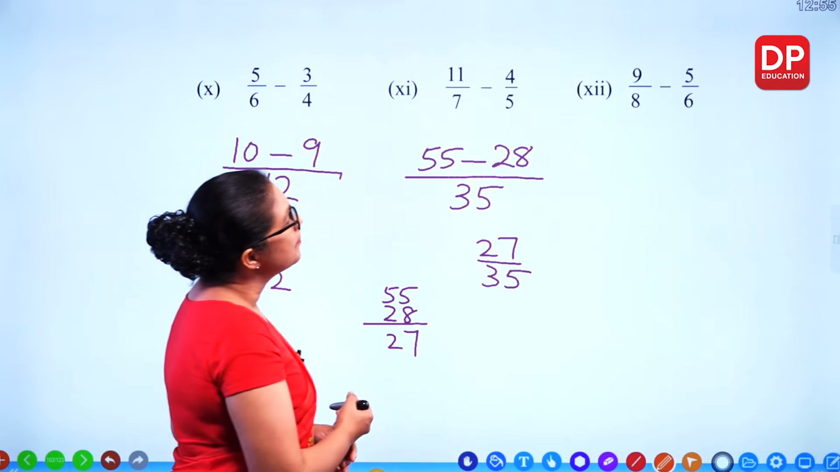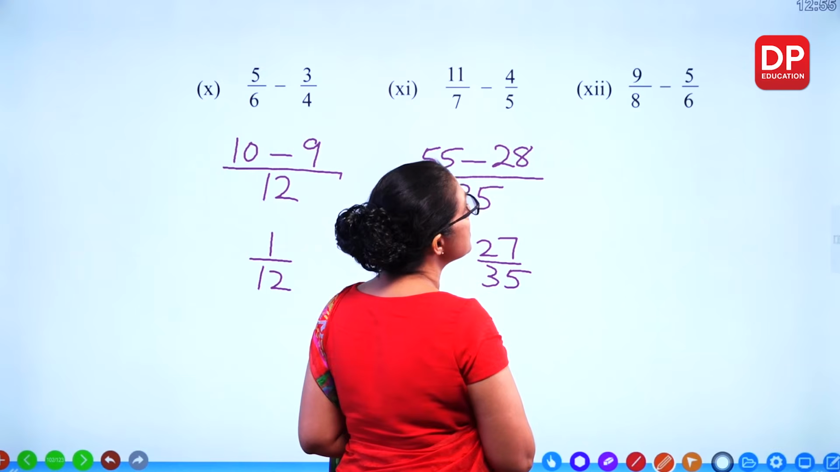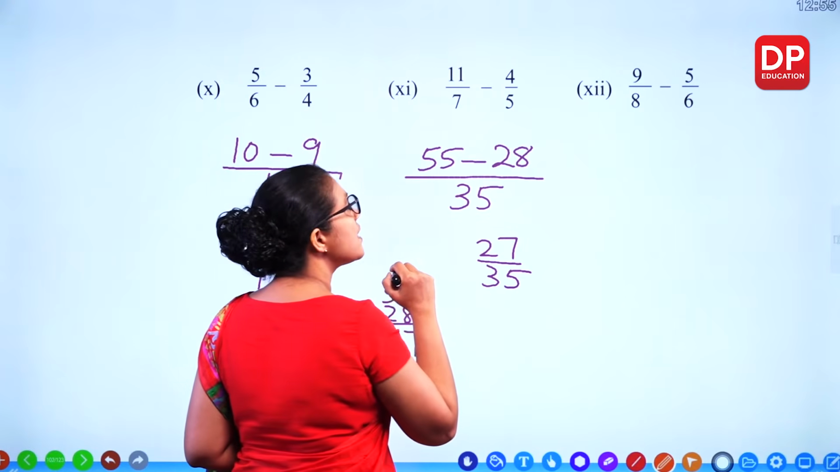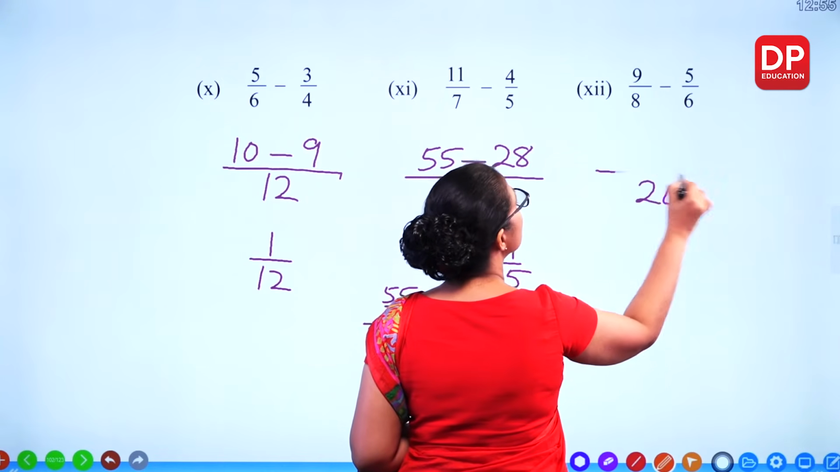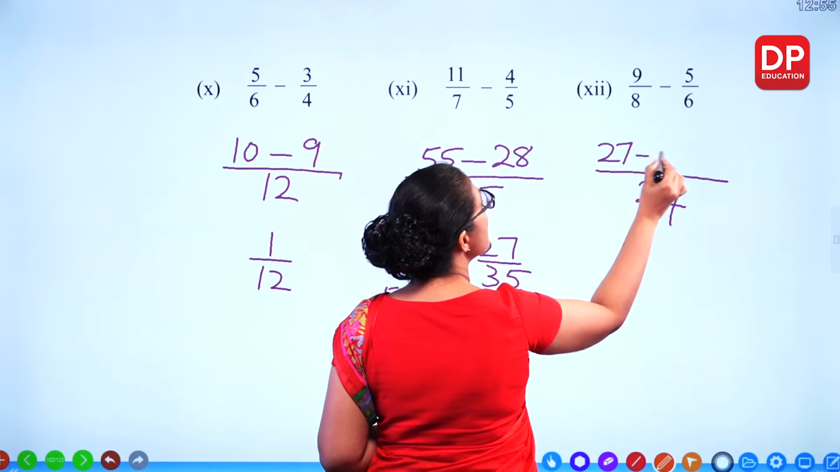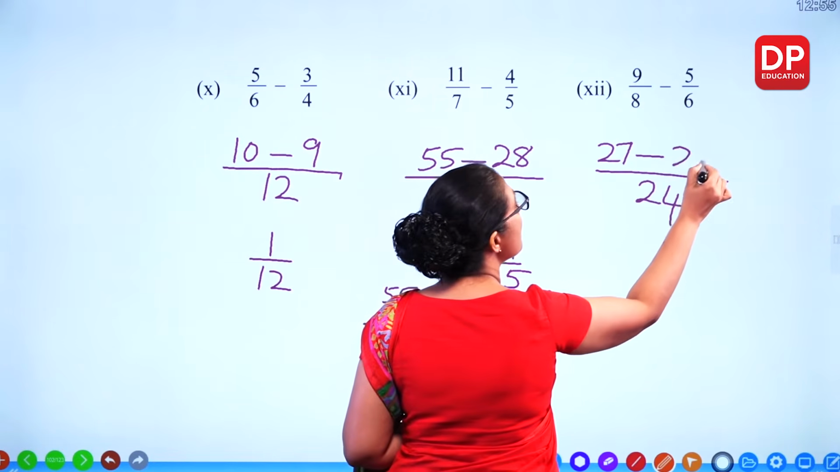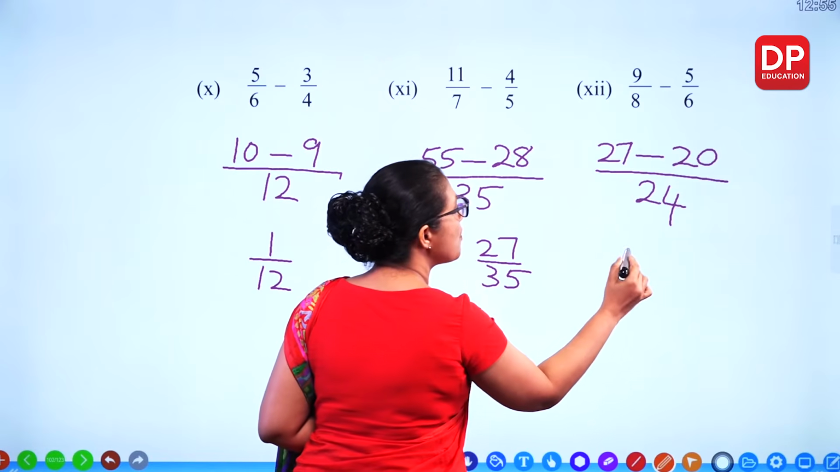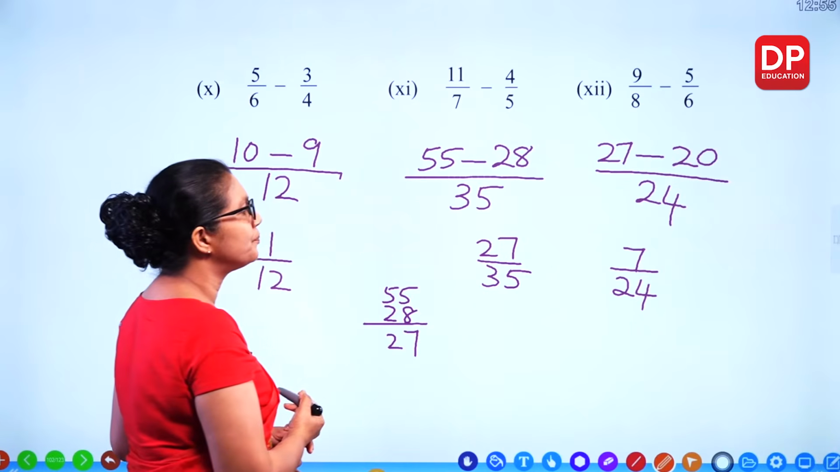8 and 6. 8 and 6, what's the common denominator? You get 24. 8 times 3. So 3 times 9, 27. 6 times 4, 24. 4 times 5, 20. So when you subtract, you get 7 over 24.